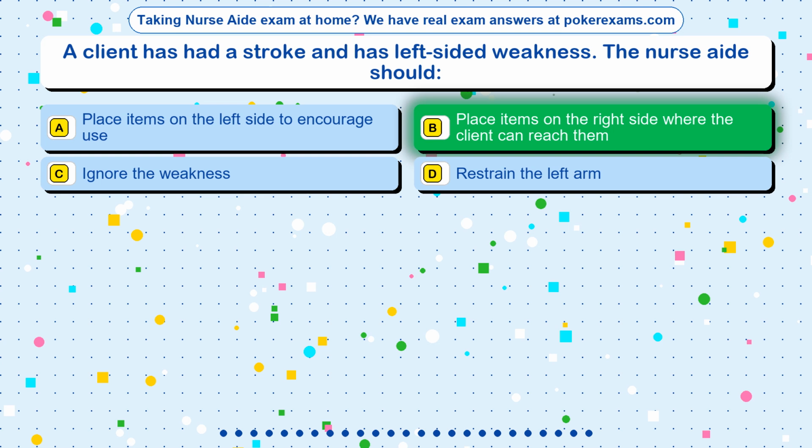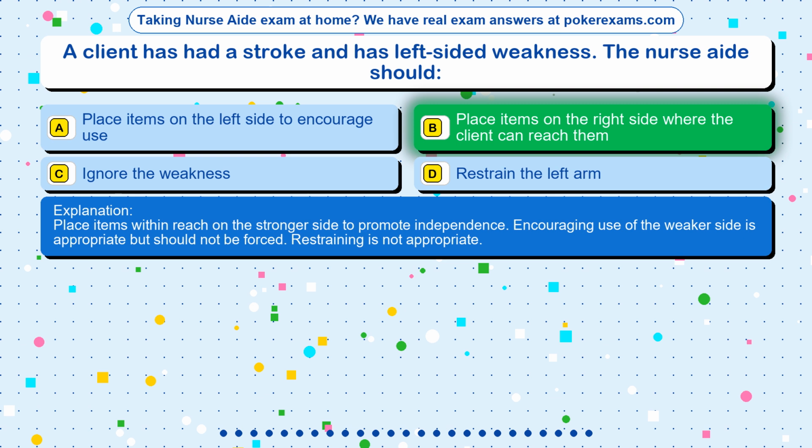The correct answer is option B. Place items on the right side where the client can reach them. Place items within reach on the stronger side to promote independence. Encouraging use of the weaker side is appropriate but should not be forced. Restraining is not appropriate.